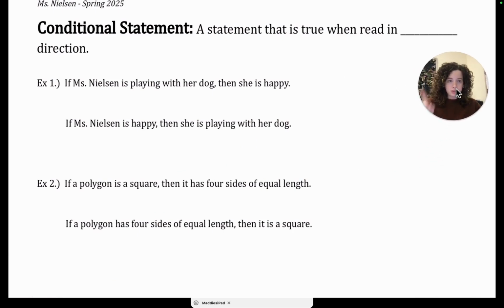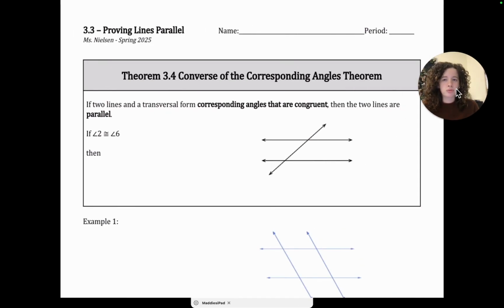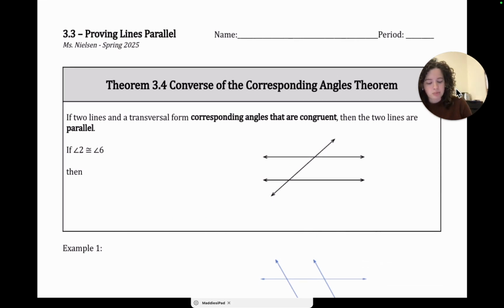I'm over here now. So, filling in this blank, we all should have in front of us both this conditional statements sheet as well as the 3.3 proving lines parallel sheet. All right, so if we're looking at the 3.3 proving lines parallel sheet, you'll notice that right at the top, I've said theorem 3.4, converse of the corresponding angles theorem. So the corresponding angles theorem is actually something we covered in 3.2, right? That was that corresponding angles are congruent or equal to each other. Today, we're only going to be learning about the converse of each of our statements.